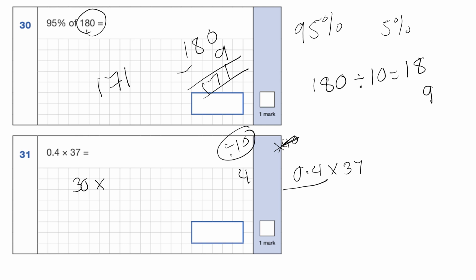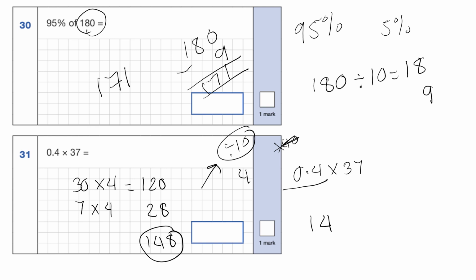What's 13 multiplied by 4? And what's 7 multiplied by 4? 120 and 28. 148. Remember, divide by 10. 14.8.